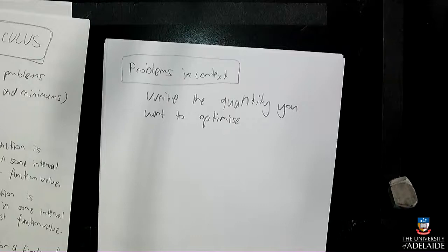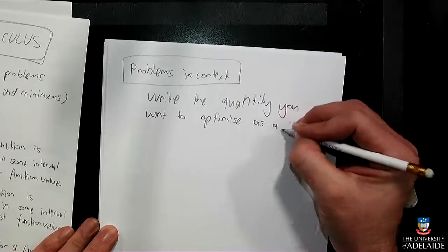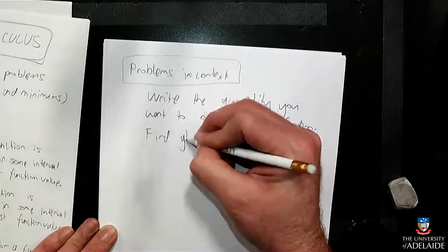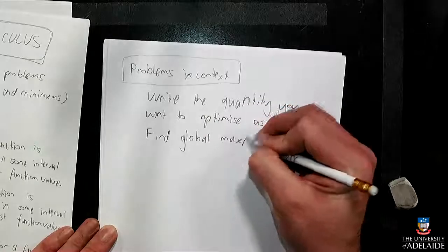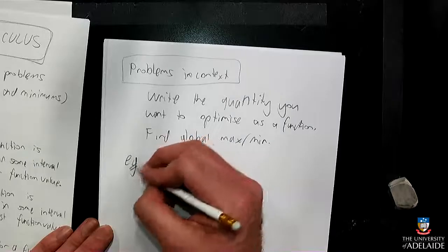Usually, you want to make the cost the smallest, because you want to cost the least, and you usually want to get the most stuff. So you usually want to make some other things the maximum. But sometimes having some quantities, it's best to have them small, in which case you want to minimize them. Some quantities, it's best to have them large, in which case you want to maximize them. So write the quantity you want to optimize as a function, and then find the global maximum and minimum. That's how we're going to do our problems in context. And it's really best to see with some examples.